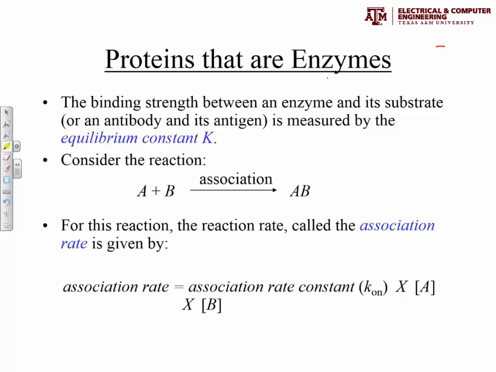But remember, the reaction can go in both directions. The reaction going this way is proportional to the concentration of these two, so it will be some constant times the concentration of A times the concentration of B. The reaction going in the reverse direction, AB becoming A plus B, will be proportional to some other constant times the concentration of the reactant, in this case AB, because that's the reaction going in that direction. And at equilibrium, the association rate will become equal to the dissociation rate. That's an equilibrium, when the concentration of AB, everything stays the same, does not change.